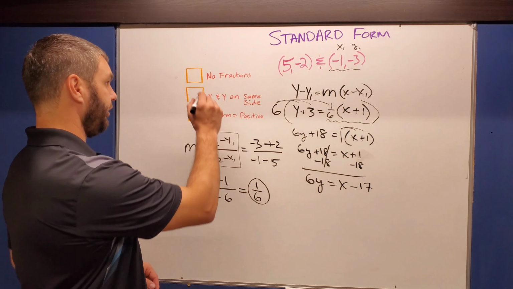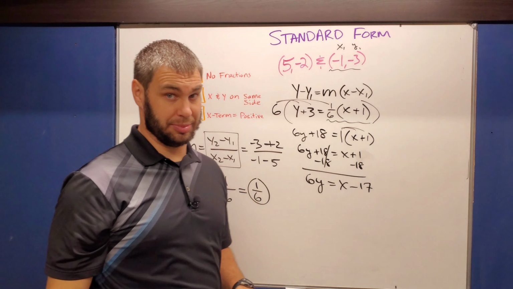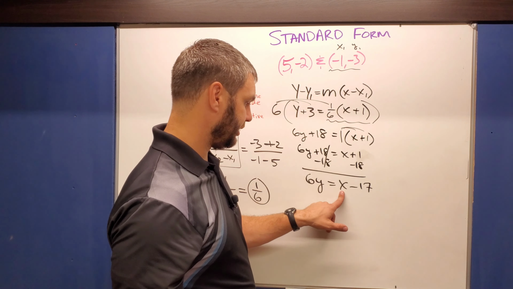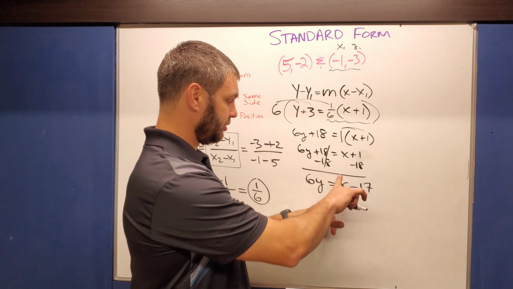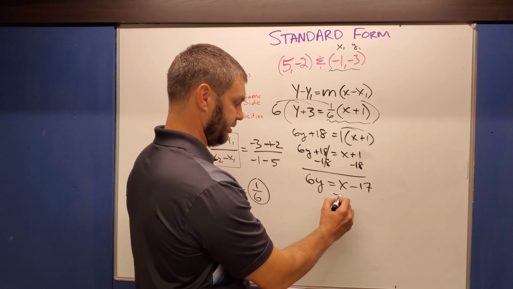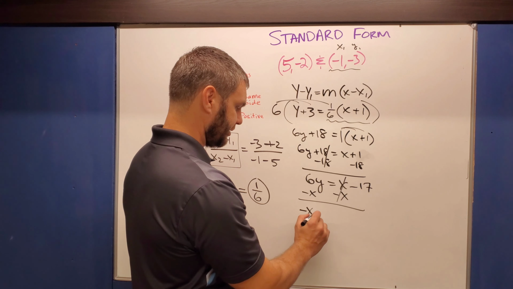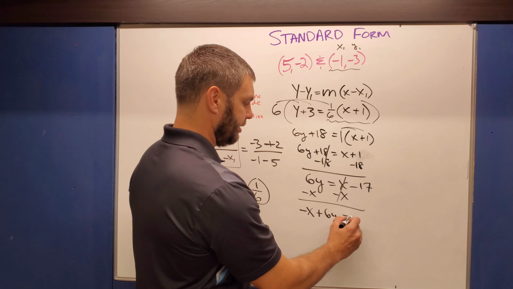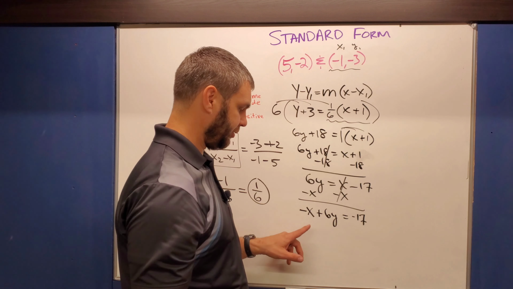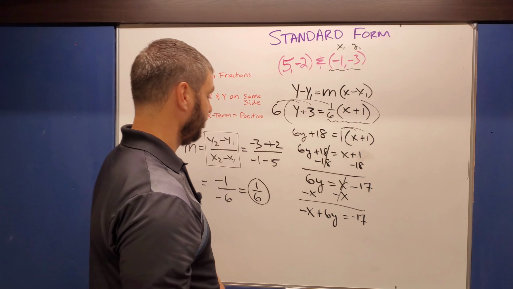Okay, so I no longer have fractions. The next thing I need to focus on is getting my x and y on the same side. Right now, this is just a positive x, so I need to move it over to the other side because it's with this number. I want the x and y to be together. So I'm going to subtract x, leaving me with -x plus 6y equals -17. Normally you write the x term first when the x and y are on the same side. All right, so that's good.